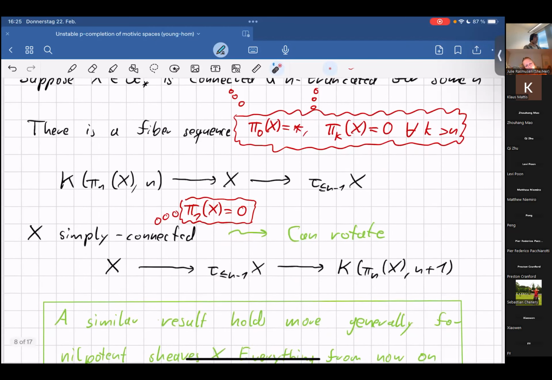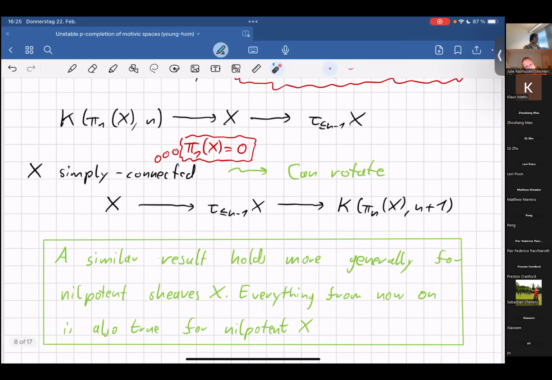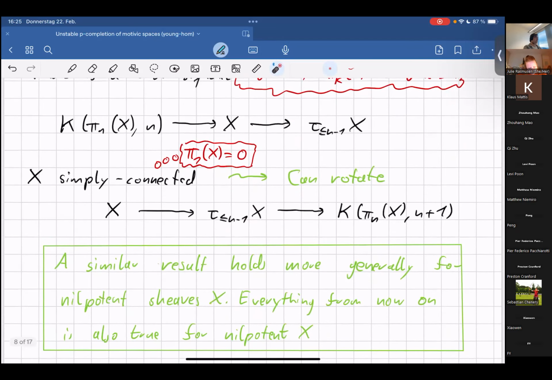And probably what I should say is that something similar is more generally true if we take X nilpotent, and if you know what a nilpotent space is, then you can do the same definition in an arbitrary infinity topos. And then you also get something like this rotation result. And everything from now on is also true for nilpotent X, but for simplicity, I will only assume that X is simply connected, because then we don't have to care about the pi 1 stuff.